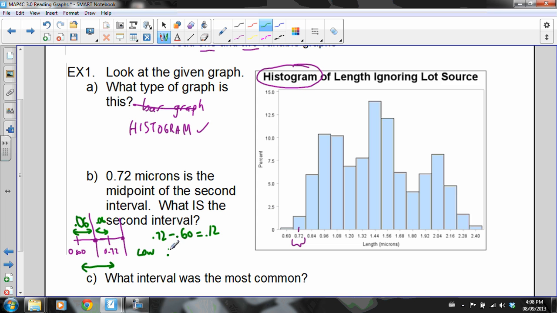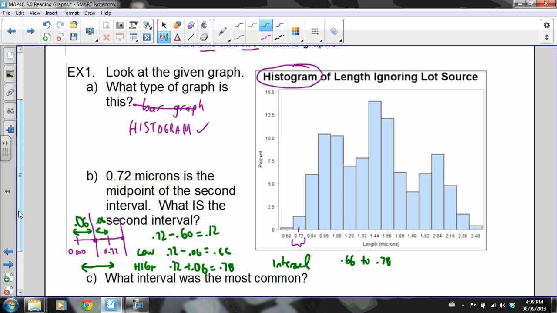So the low was 0.72 subtract 0.06, which is 0.66, and the high would have been 0.72 plus 0.06, and that's 0.78. And then the interval is 0.66 to 0.78, and notice 0.72 is the in-between point there. If I wanted to find the midpoint of this interval the way it's given, I'd add those two, divide by 2, and I get 0.72.